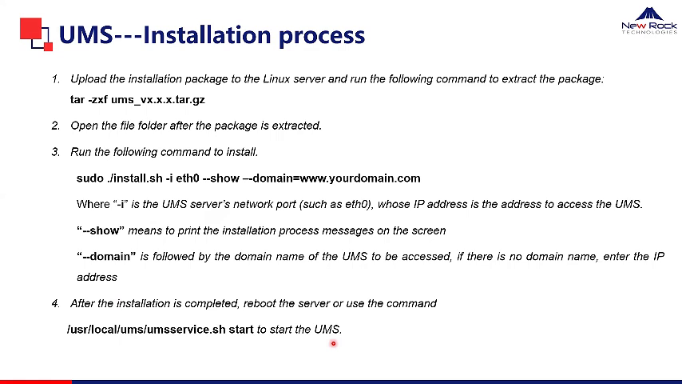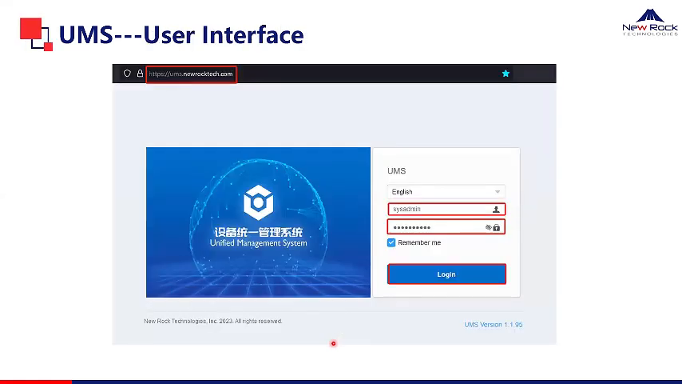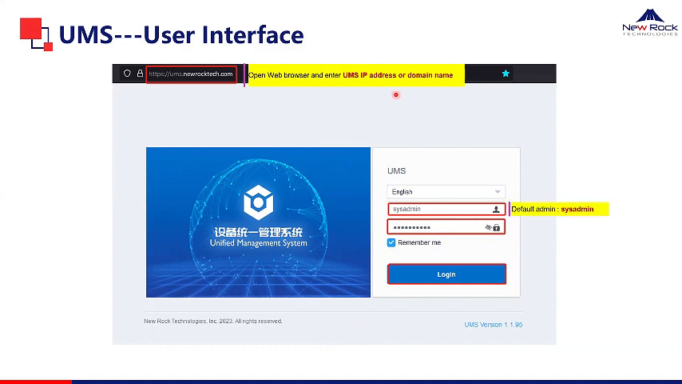Then let's proceed to how to log in to the UMS. This is the user interface. You can open the browser and enter the UMS IP address or domain name. After which, you can choose the default language, English or also Chinese. For default admin, you can use admin, and for default password, you can use admin@123. Then click login.